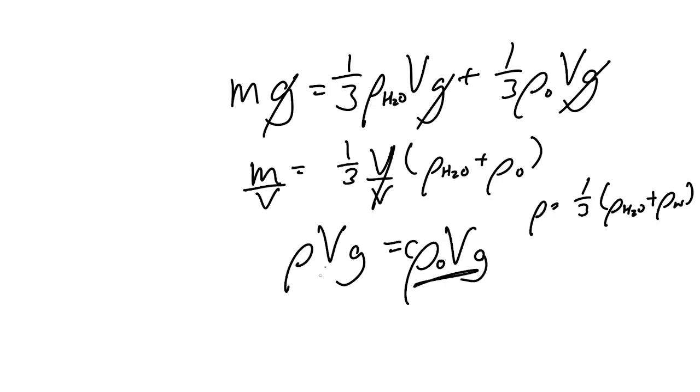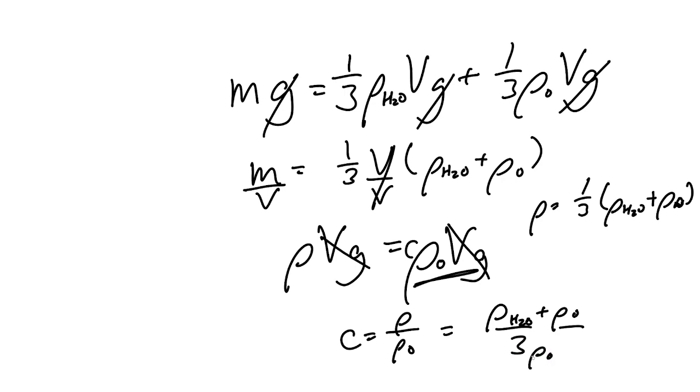And so that means that we can just start plugging in values and try and find what this constant is going to be. So we can cross these out. This is just going to be our density here divided by the density of our oil, which is going to be equal to 1/3 times our water plus our oil. That's the wrong symbol, right? All this divided by 3 times the rho of our oil, right?